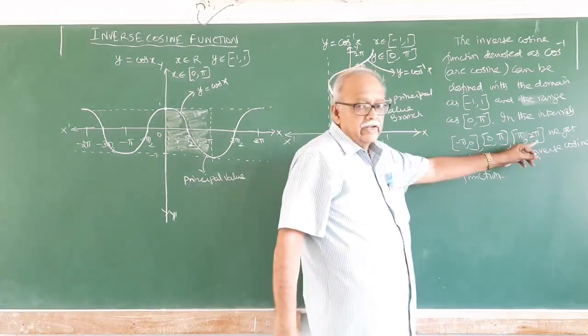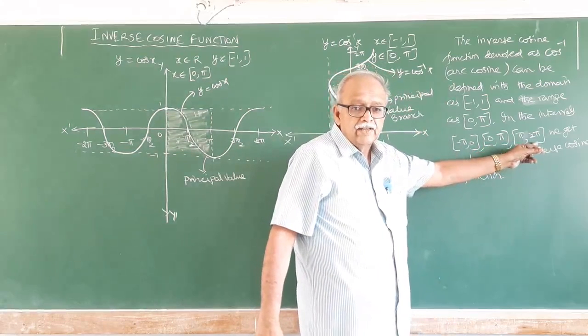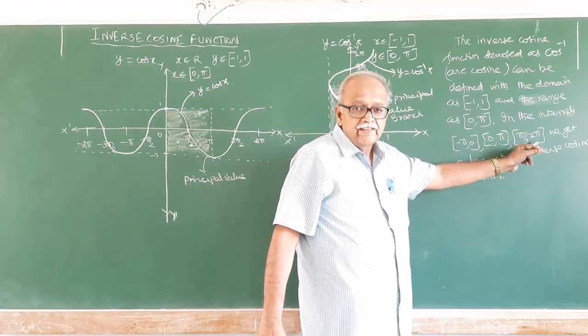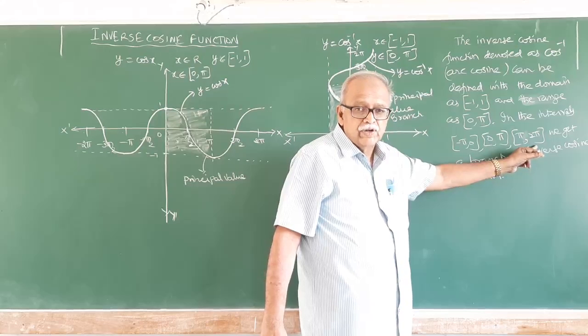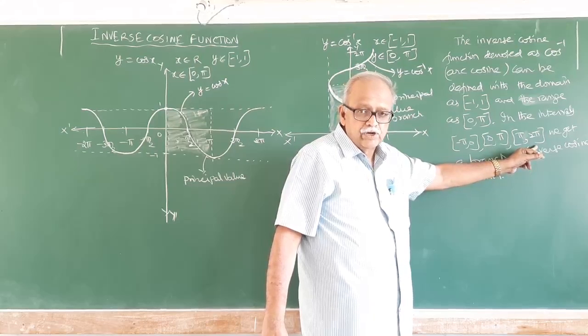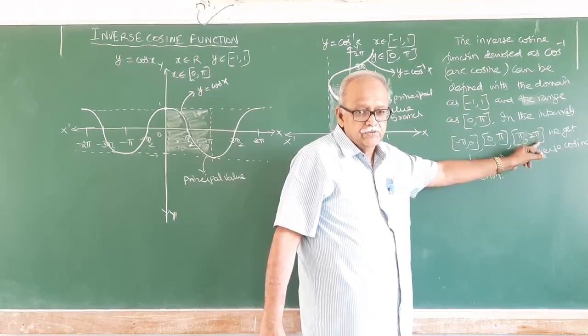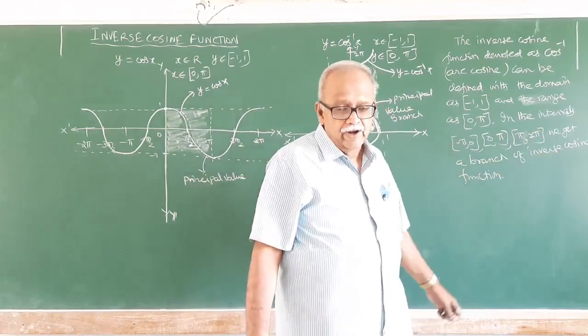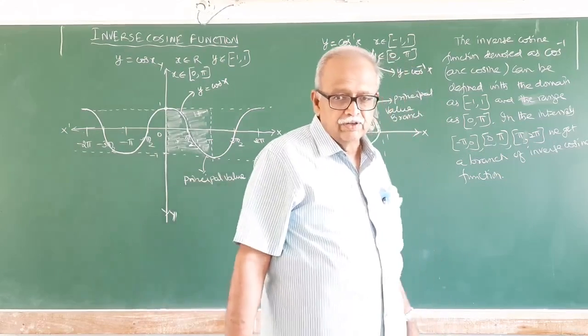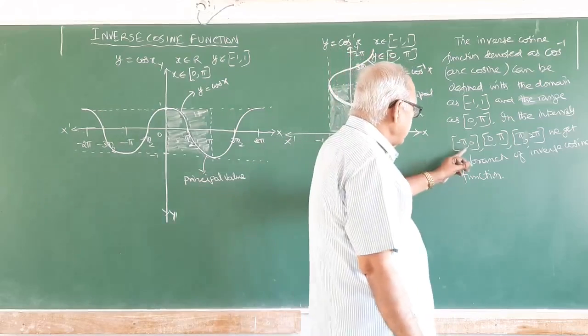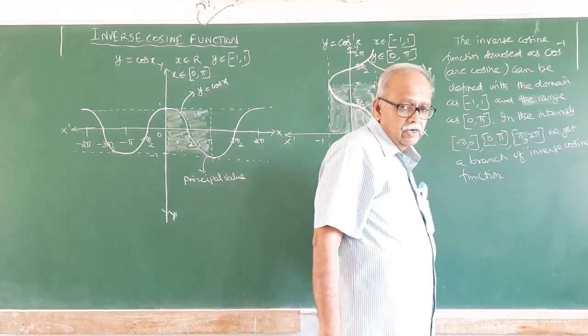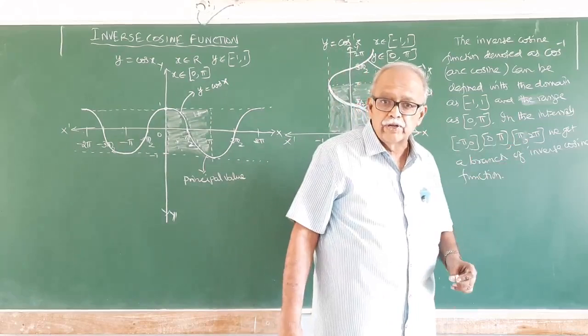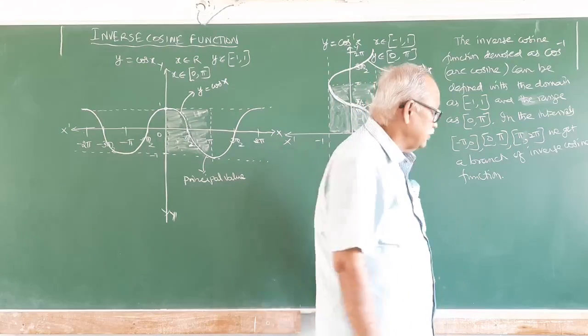In IIT examinations, they will give this interval for the cosine inverse function and put a problem there. You have to use the pi to 2 pi interval and find the values. That is why these intervals are taken, not only 0 to pi.